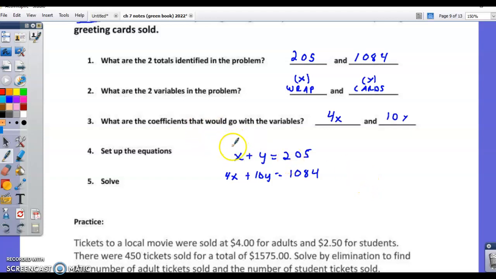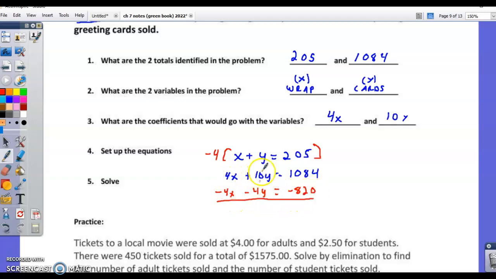So I'm just going to go ahead and run through this problem. So I'm going to multiply this. I'm going to eliminate the x's, so I'm going to multiply everything by -4. So that's going to give us -4x minus 4y equals -4 times 205 is -820.